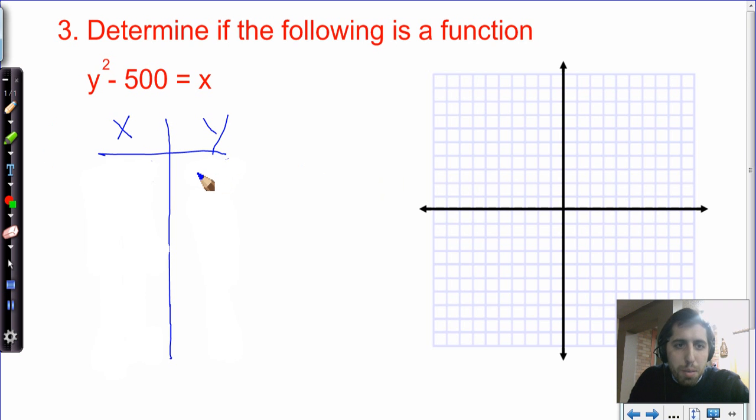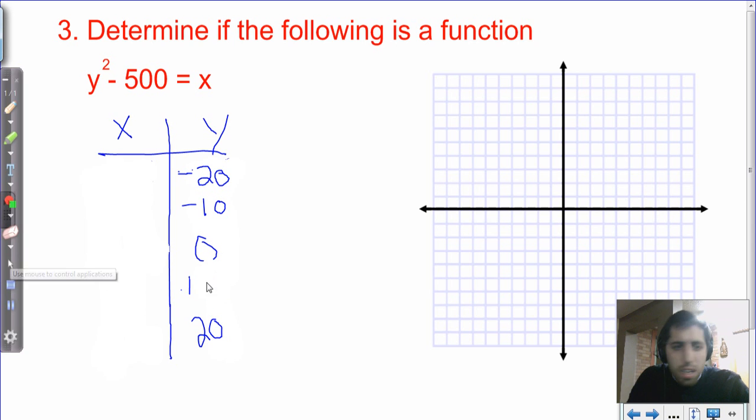So for our y's, let's see what x's would give us an output of negative 20. I know it sounds weird because we're actually putting these in, but you gotta do what you gotta do sometimes. 10 and 20. That's really messy, but I'm wasting a lot of time. Okay, so if we put in negative 20 for y, what was the x that gave us that output? Negative 20 squared would be 400, because negative 20 times negative 20 is a positive. 400 minus 500 is negative 100.